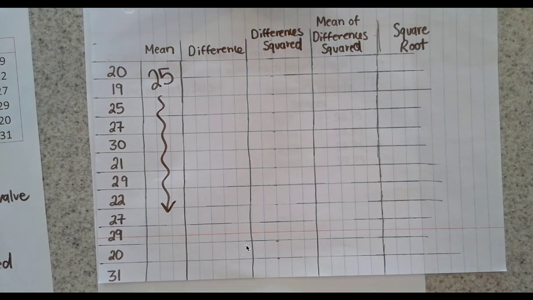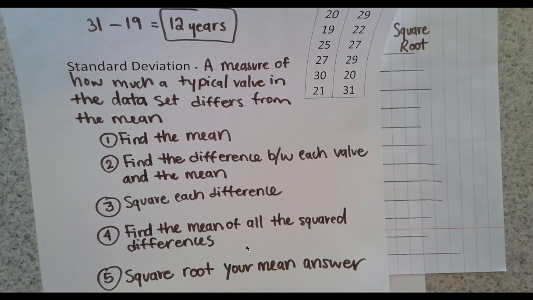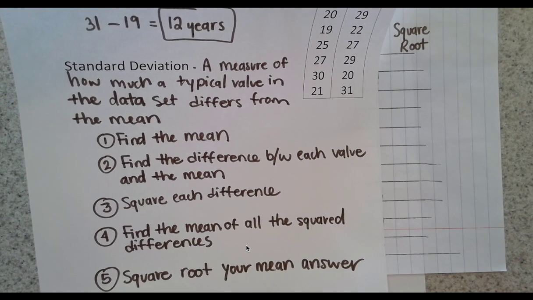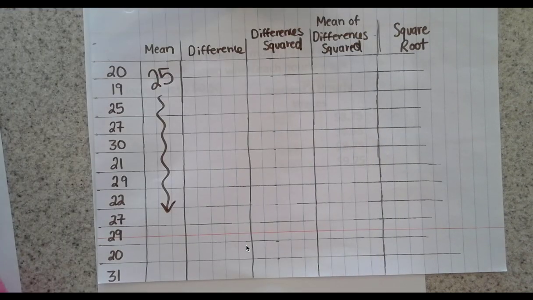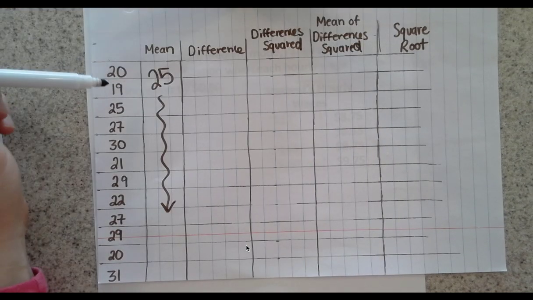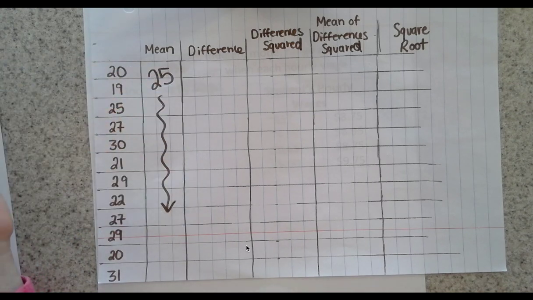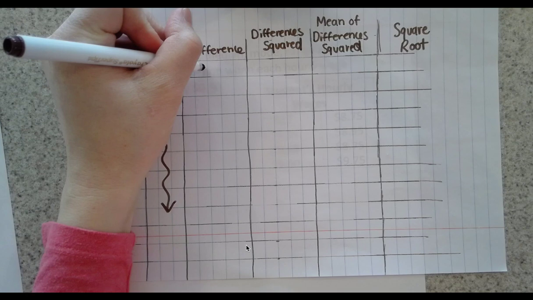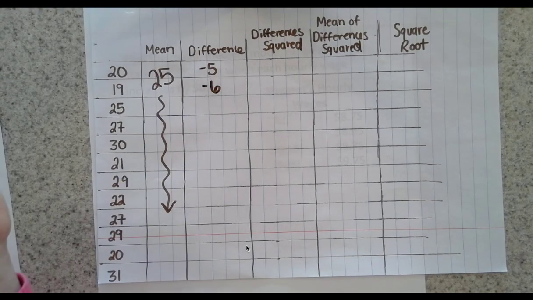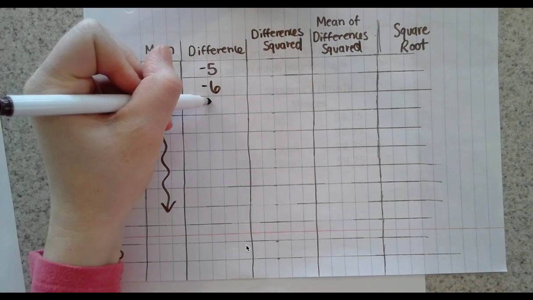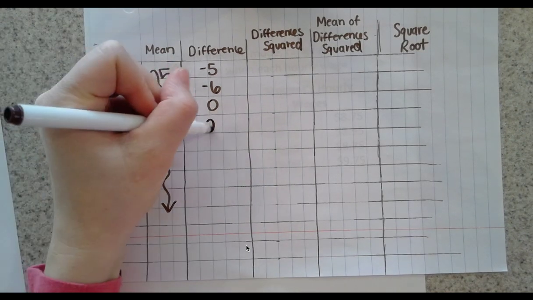Okay, now step 2, going back to our list, step 2 is to find the difference between each value and the mean. Remember, difference means subtract. So I have to subtract 20 minus 25, 19 minus 25, and get each of those differences. All right, 20 minus 25 is -5. 19 minus 25, -6. 25 minus 25, 0. 27 minus 25 is 2.